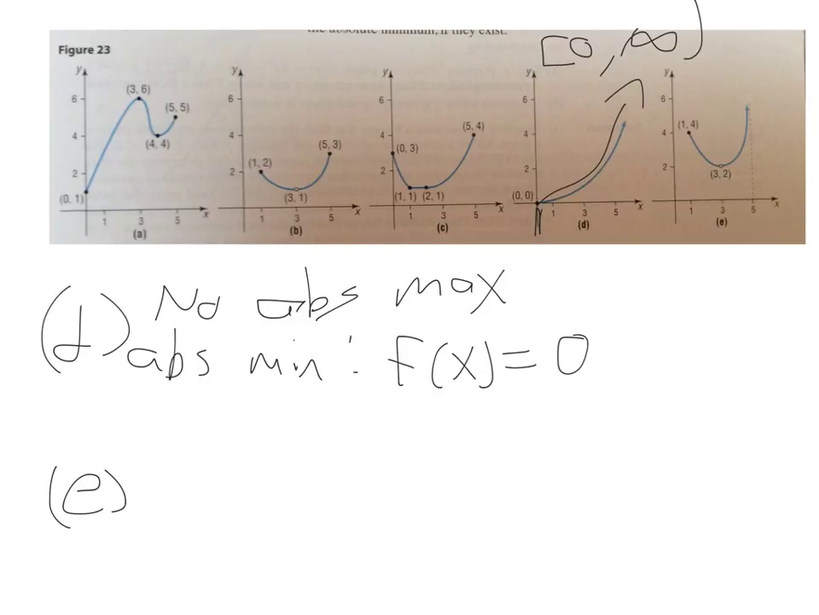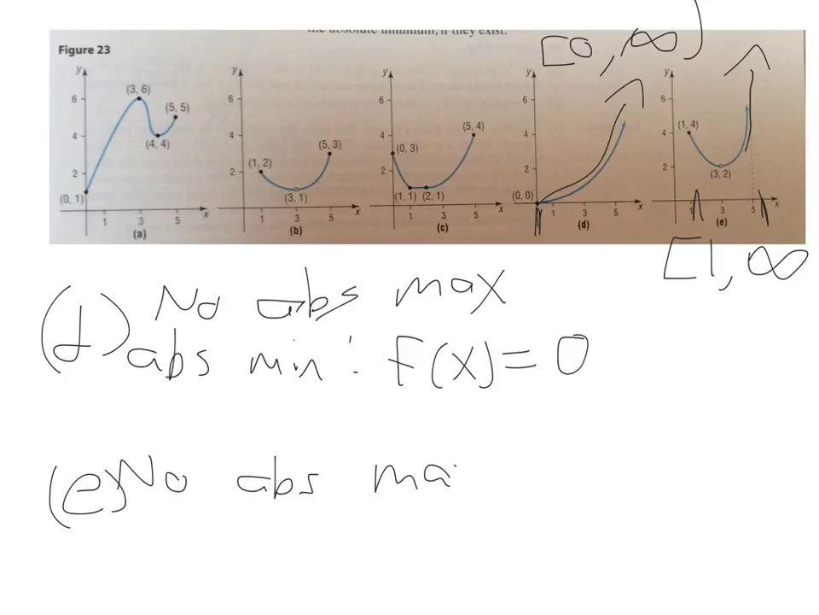Now for part E, notice it technically continues on and on forever from 1 to infinity. Now since it keeps increasing this way, there's no absolute maximum. And also, the lowest point here would technically be the point (3, 2). But since that point is not included in the graph, there would be no absolute minimum either.